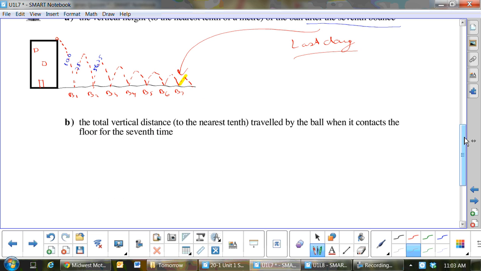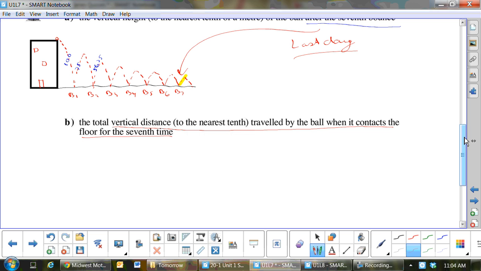The next question asks, what is the total vertical distance after it contacts the floor for the 7th time? Now, here's why I drew it all, because I need you to understand how we're going to do this. I need to find all of the distance that it traveled, not just that little part. I need all of it added together. What I'm going to do is, first of all, ignore the 100 right now, and just count all of the ups.